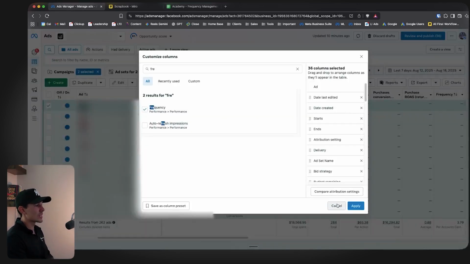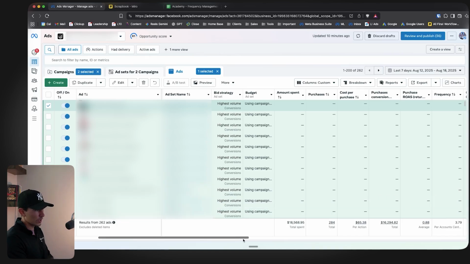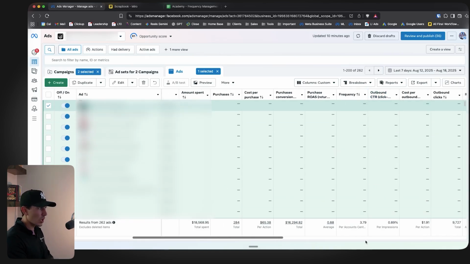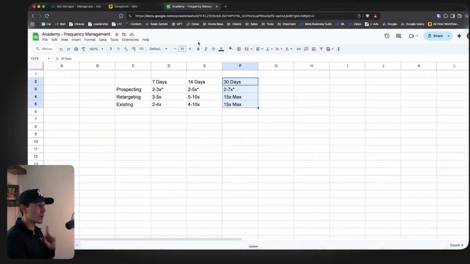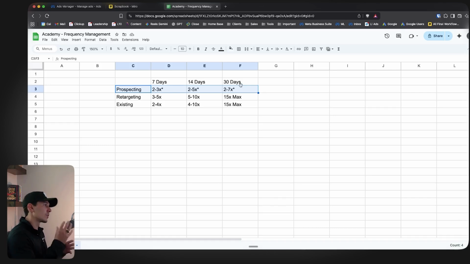Just make sure you're always having that frequency column within your account, because if you don't, you're going to be putting yourself in a scenario where you might be overspending specifically on retargeting and retention. And in some cases, you're going to notice that your prospecting is getting too high, in which case it's time to expand or use those interest audiences, just like we broke down in the core strategy.